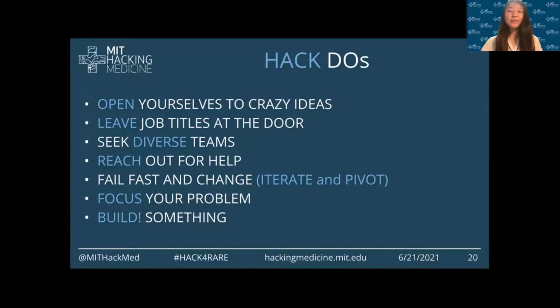We encourage you to fail fast and change. If you find that you're going down a route that doesn't seem to be panning out well, don't be afraid to learn from the failure, ditch it, and try something else. It's really that failure that you learn from and that you can create the best solution from.